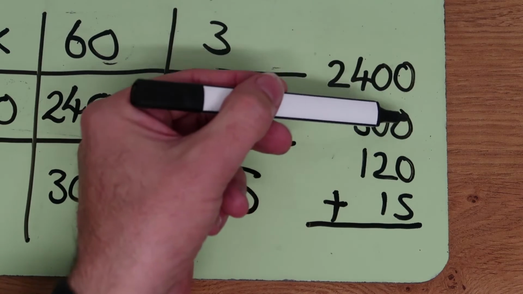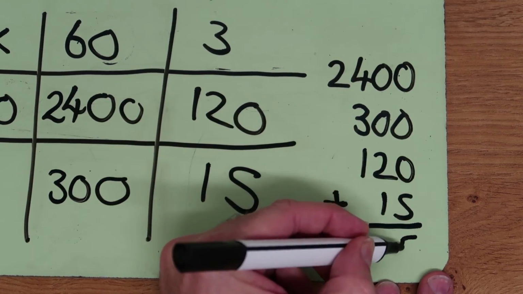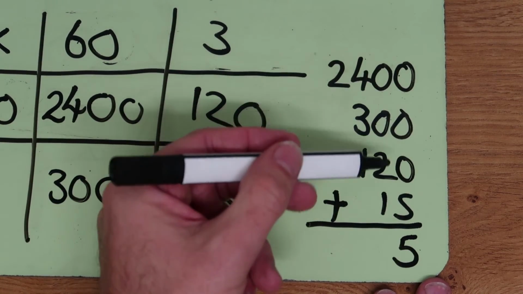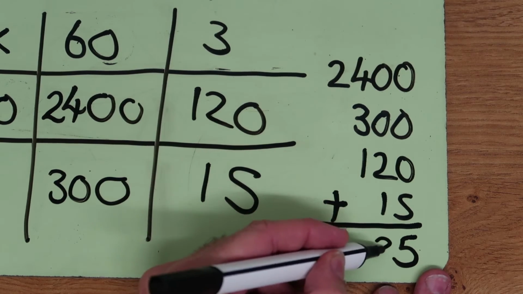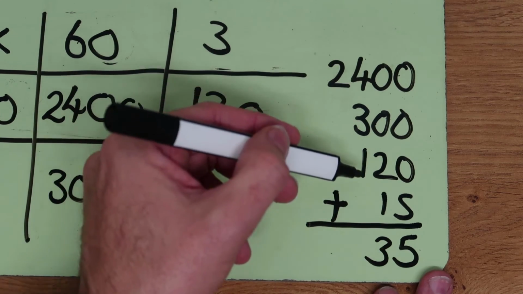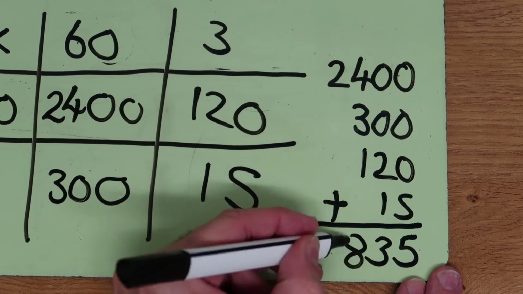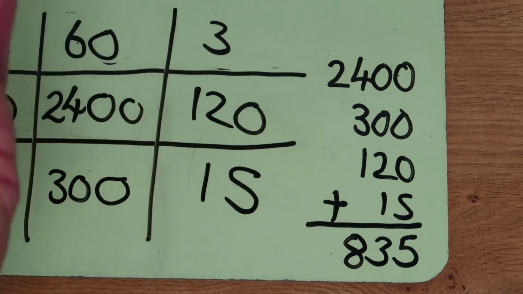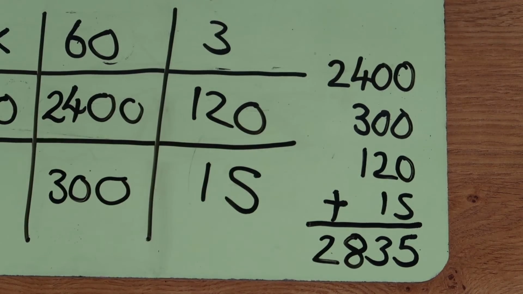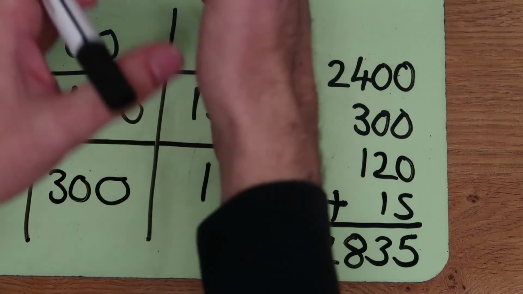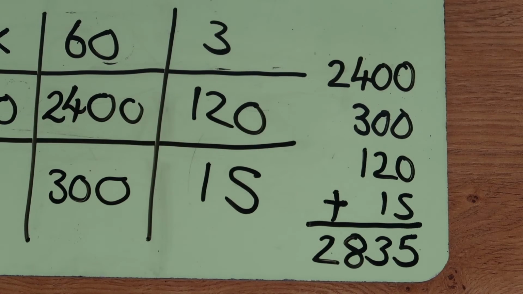So we do 0 add 0 add 0 add 5 equals 5. We do 0 add 0 add 2 add 1, which equals 3. We do 4 add 3 add 1, which equals 8. And then we do 2, and there's nothing else to add. So the total of our multiplication is 2,835.